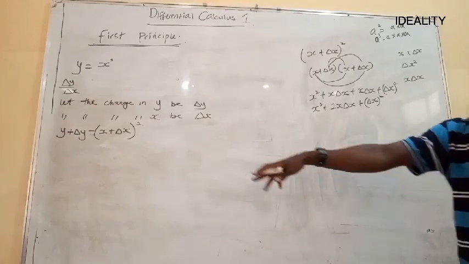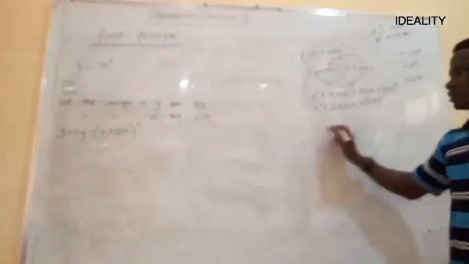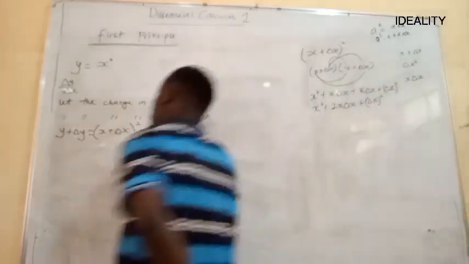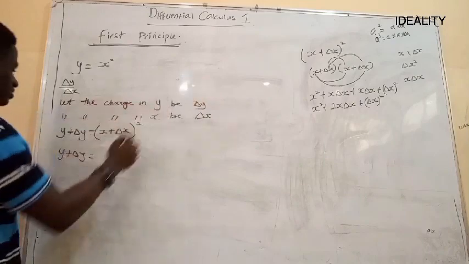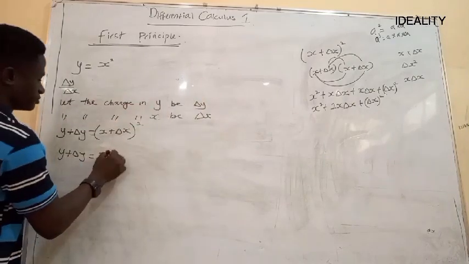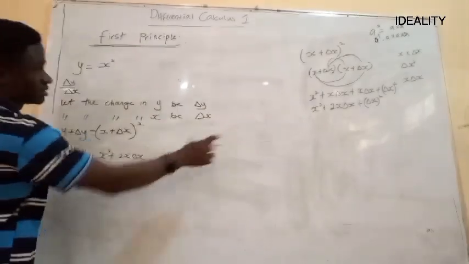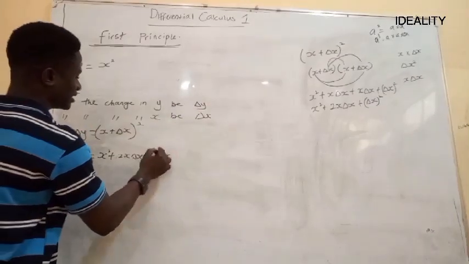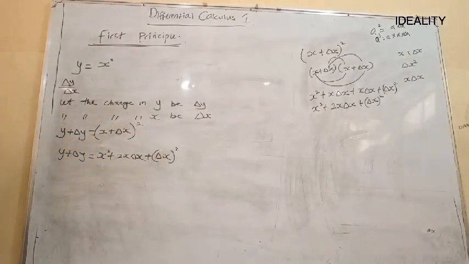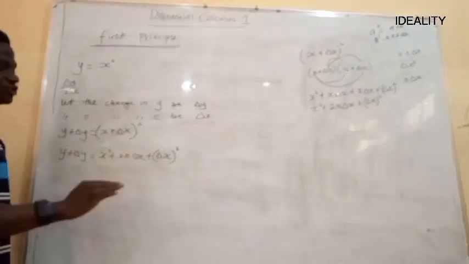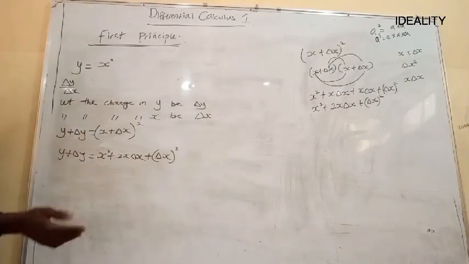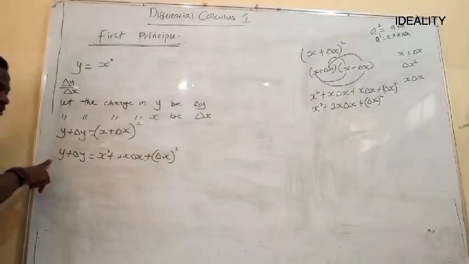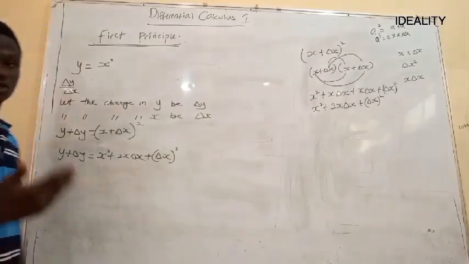Now, I've expanded what I have here, so I will replace it. Let's replace. So we have y plus theta y is equals to x squared plus 2x theta x plus theta x squared. Now at this point, we need to follow the due process. There is no need to panic because of the long equation. We follow the due process. The next thing we do is that we take this y, bring it to the other side of the equation, just like we have always been doing.